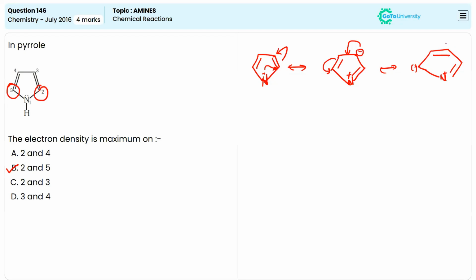Okay. So what is happening in the next step? Here you can see this will come here, and this is moving to this corner. So if you draw this structure continuously, you will see that the electron density is maximum at the second and fifth position.